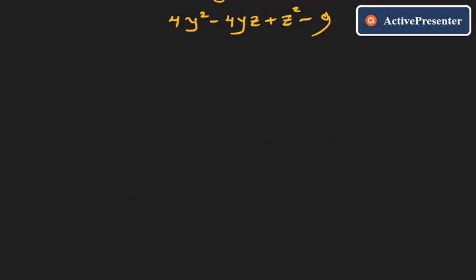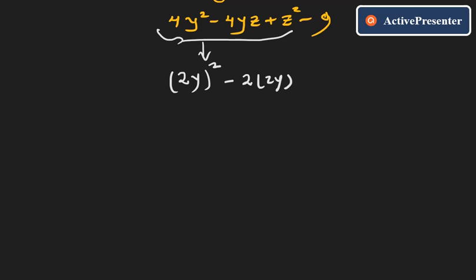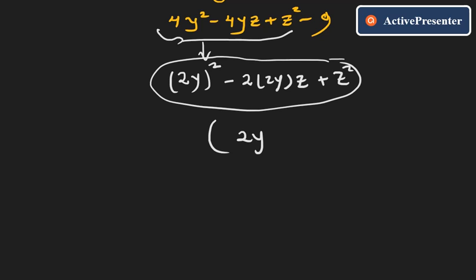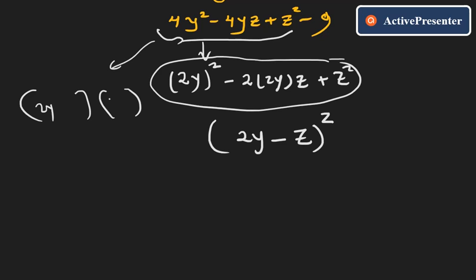Another question. Now we have 4y squared minus 4yz plus z squared minus 9. What can we do? We see this trinomial. If you focus, it can be written as (2y) squared minus 2 multiplied by 2y multiplied by z plus z squared, right? This is exactly written as (2y minus z) all squared. Or you can use factoring the trinomial immediately by putting here 2y and here 2y, and check. This is another method.